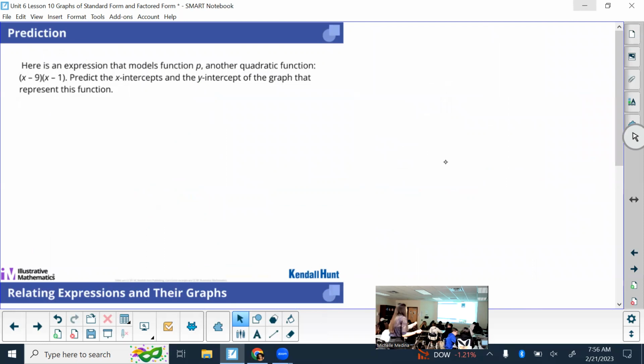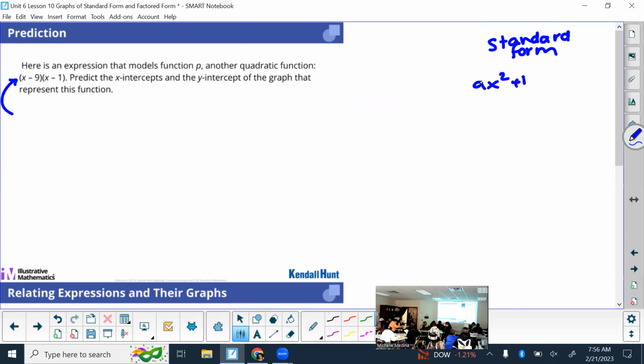All right, here's an expression that models function P, another quadratic function. Predict the x-intercept and y-intercept of the graph that represents this function. Looking at it, is this in factored form or standard form? Well, let me remind you, what does standard form look like? Does it look like that? So that must be my factored form then. It's not necessarily making me convert it to standard form this time. It's saying predict the x-intercept and y-intercept.